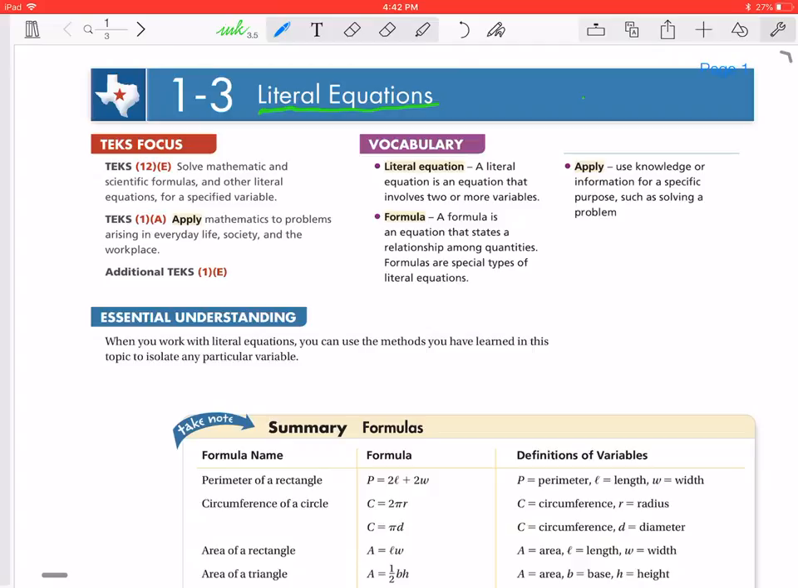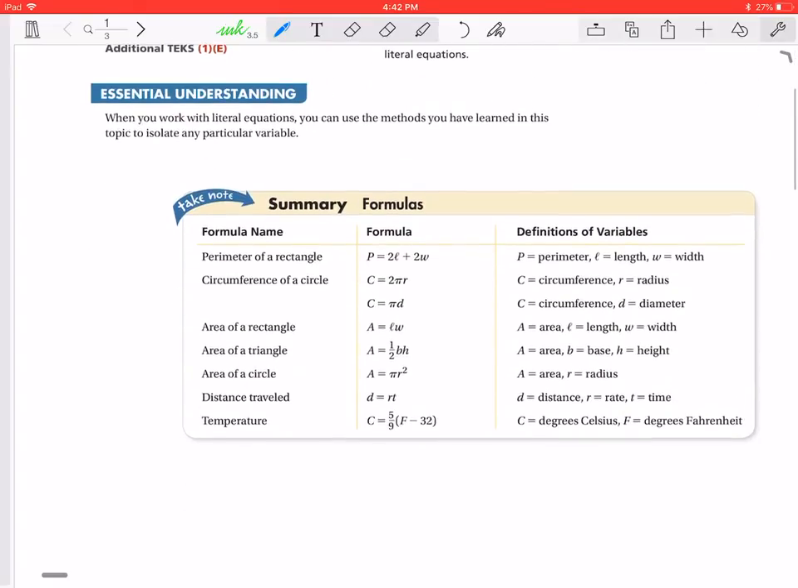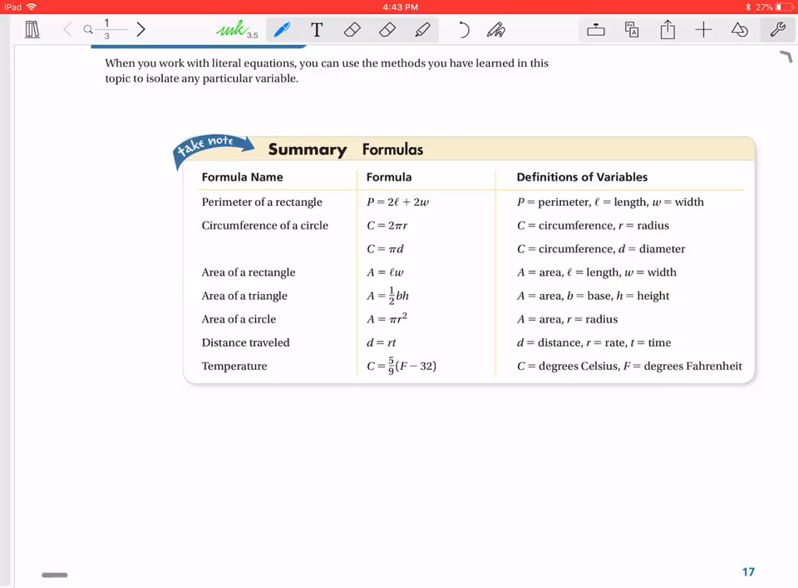And a formula, also one of the vocabularies that may be new, a formula is an equation that states a relationship among specific quantities. Okay, formulas are special types of literal equations. And we know that when we work with literal equations, we can use methods we have learned in talking about one-step and two-step, multi-step, and variables on either side of the equations to isolate any particular variable.